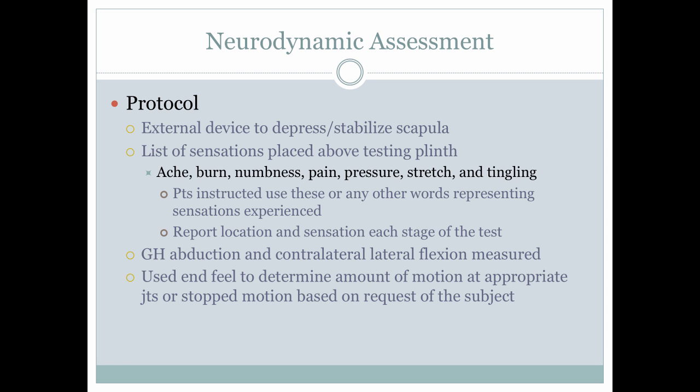Glenohumeral abduction and contralateral flexion were measured, as I said before, and they used end feel to determine the amount of motion at the appropriate joints, or they stopped motion based on request of the subject. So if they were going through, let's say, shoulder abduction, they would stop that when they either were instructed by the patient or when they met a typical end feel for that joint.